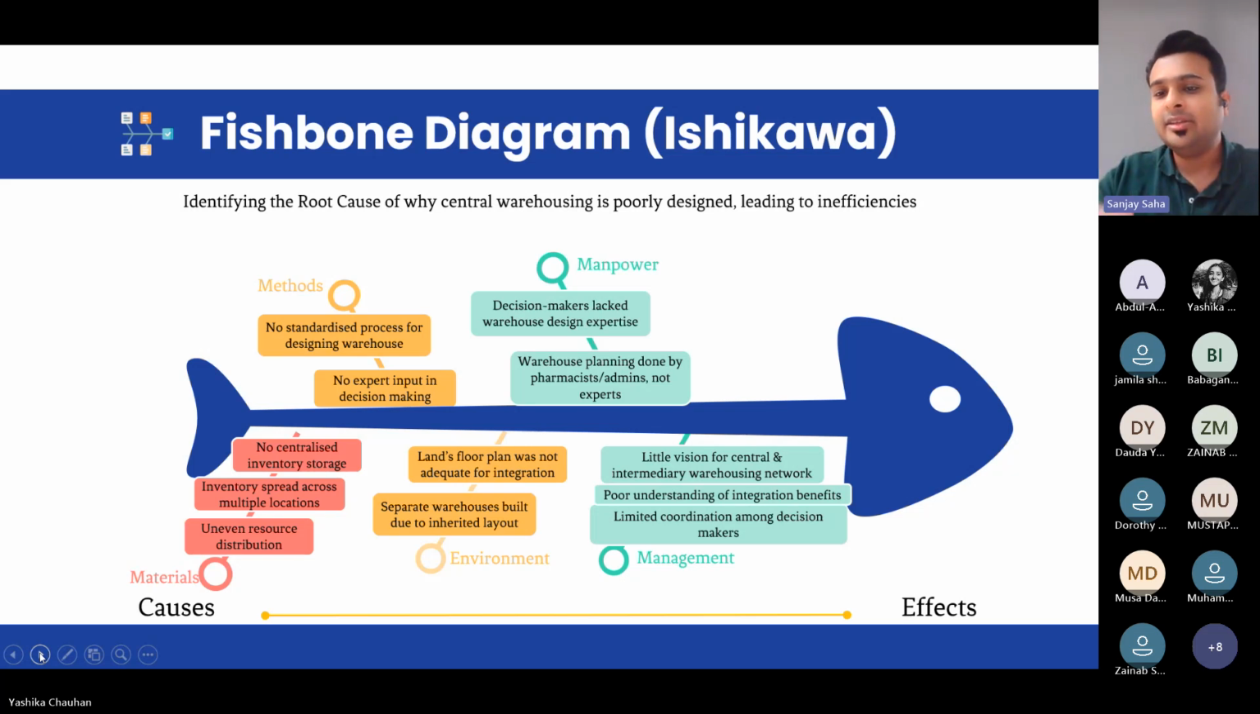So these are all the various causes for the image that you saw, which showed that integrated warehousing is not there. There are multiple sections for multiple programs, which can consume more resources. Next slide.